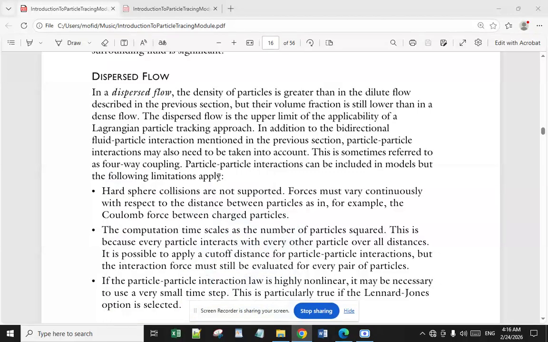In the name of Almighty God, I am Master Sankoshi, and today I want to talk about the particle tracing module. Dispersed flow is a chapter that I want to describe tonight.